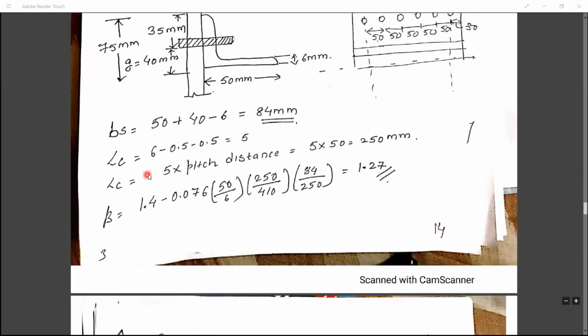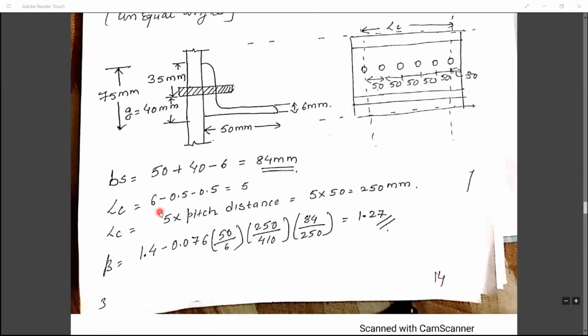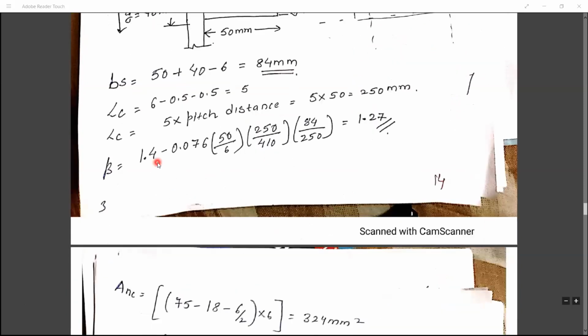So now Lc will be... what is our Lc? Total number of bolts, how much we have? 6 number of bolts. So we are just assuming our critical section at this point and this point. So whatever is left over, that is half and half, that will become 6 minus 0.5 minus 0.5, that is 5. Then Lc will be 5 into pitch distance. Pitch distance is 50, 50, 50. So 5 into 50, that is 250 mm. So 1.4 minus 0.076 × 50 by 6 × 250 by 410, then 84 by 250, is equal to 1.27.